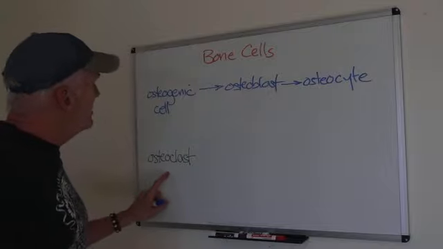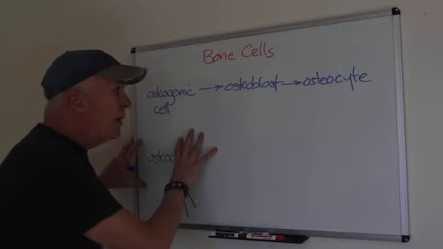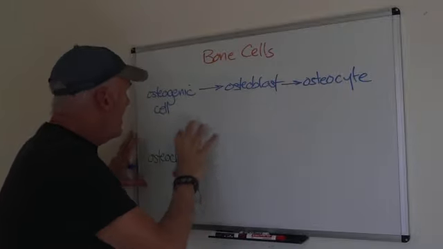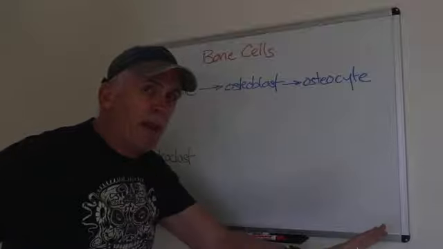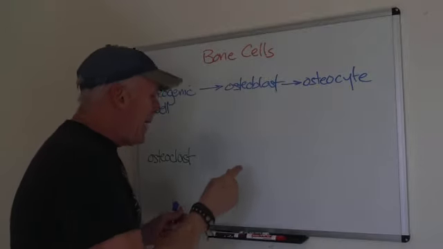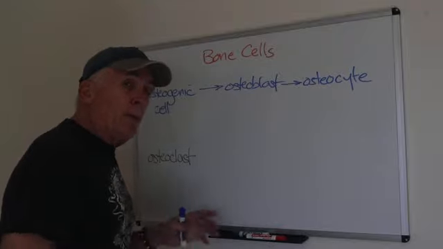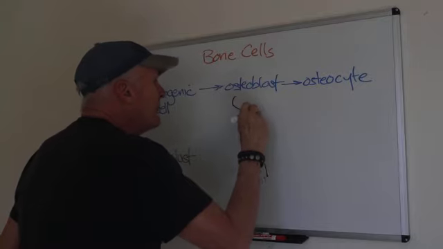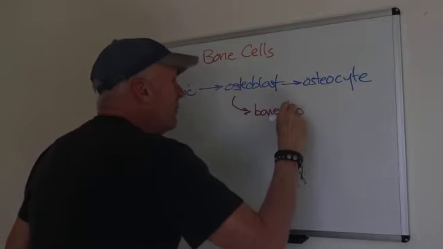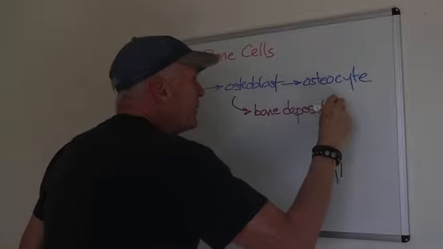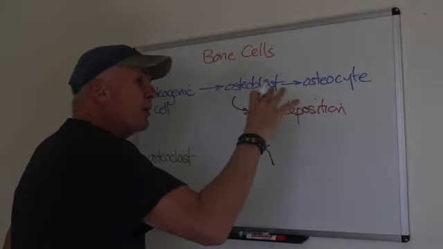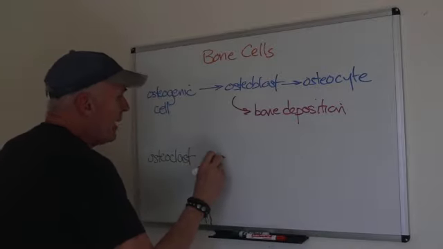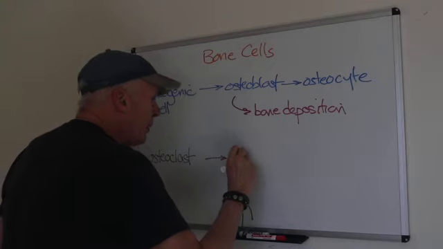So osteoclasts are a completely different type of cell than this line right here. The osteogenics turn into the osteoblasts, turn into the osteocytes. Osteoclasts, totally different, opposite end of the galaxy. Now, osteoblasts, when they form bone, that process is called bone deposition. Why? Because we are depositing things to make more bone. In contrast, osteoclasts are involved in what's called bone resorption.